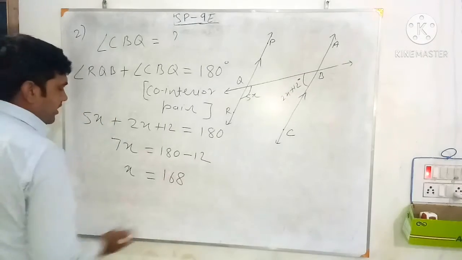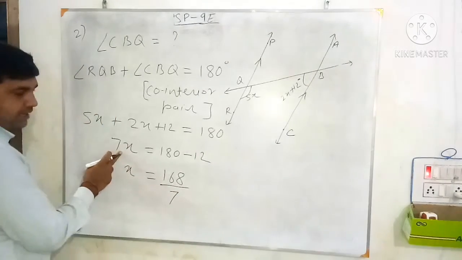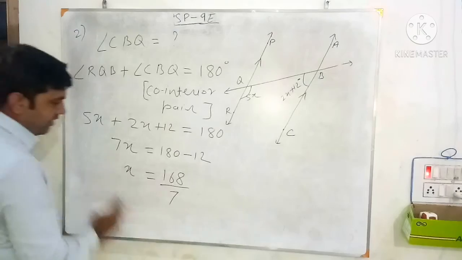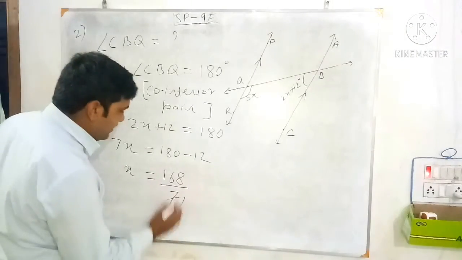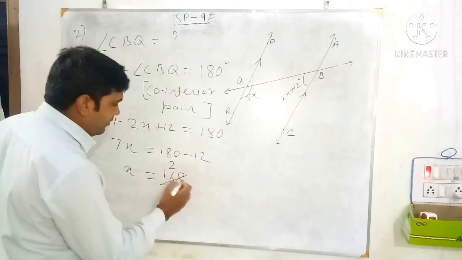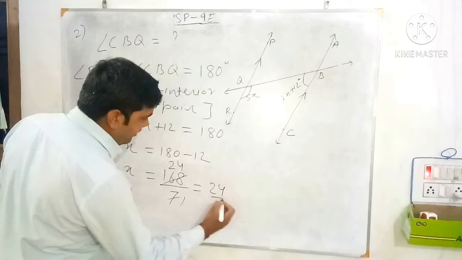Now 168 divided by 7. This 7 is multiplied, so when I transpose this 7 to the right hand side, it will divide the right hand side term. Now see, 7 2s are 14, 7 4s are 28. So you will get the value of x is 24.